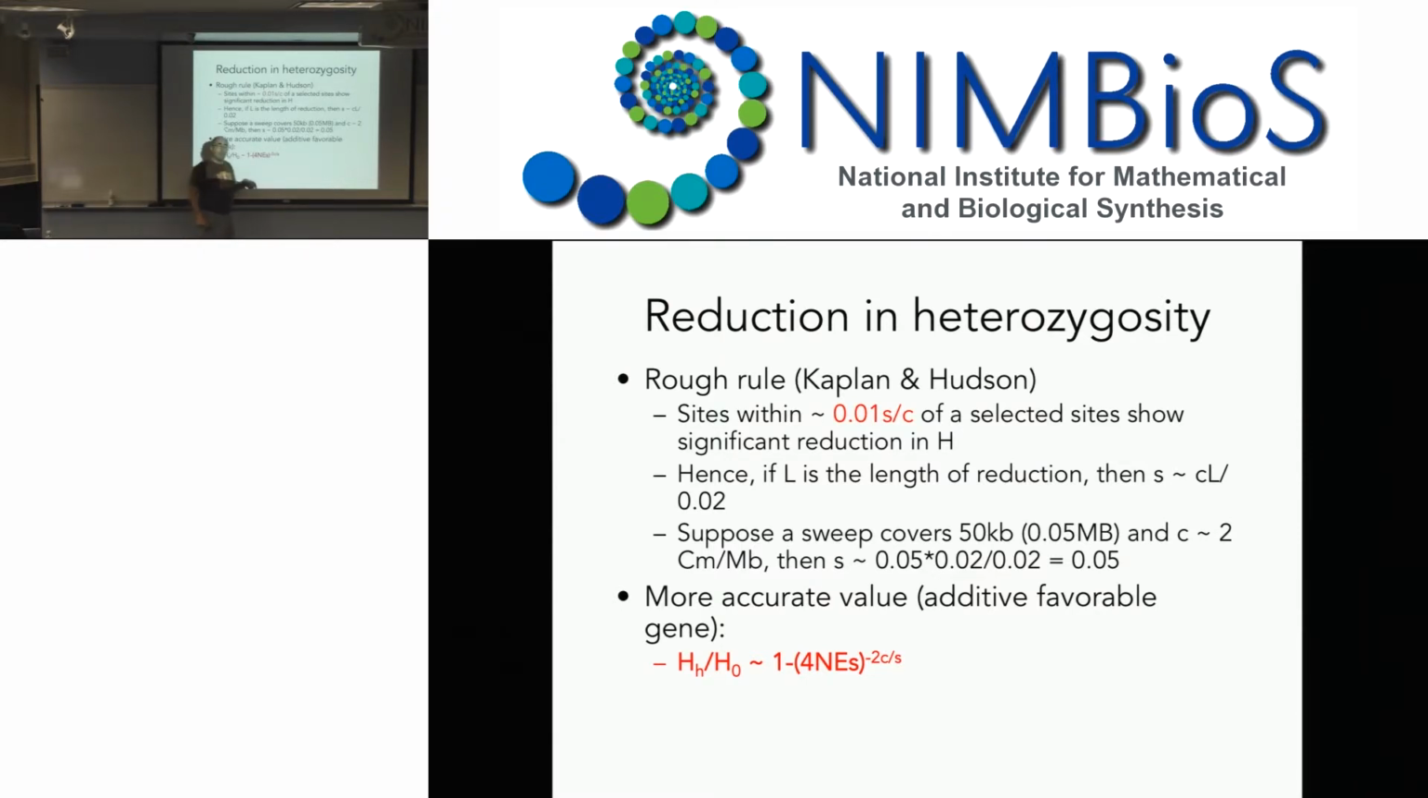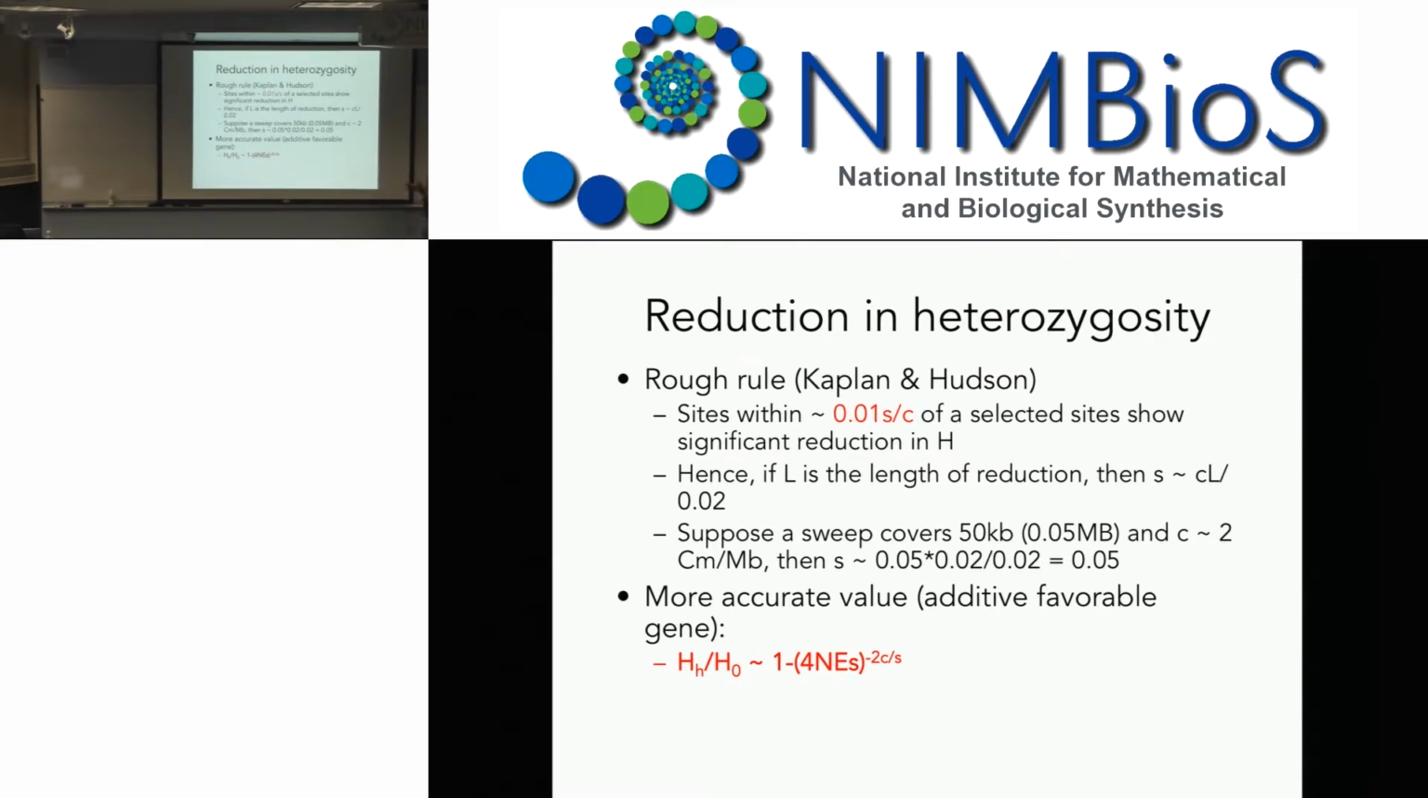So an obvious question is, okay, what's the impact of a sweep on heterozygosity? Dick Hudson and Norman Kaplan had basically a rough rule, and the book gives more exact expressions, that sites within 0.01 s over c show a significant reduction. That's on both sides. So the width of the reduction is going to basically be 0.02 times s over c.